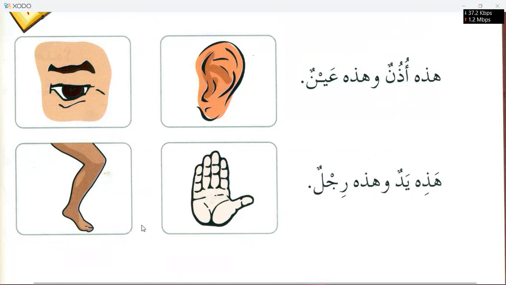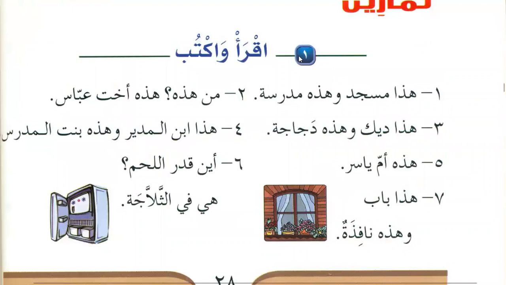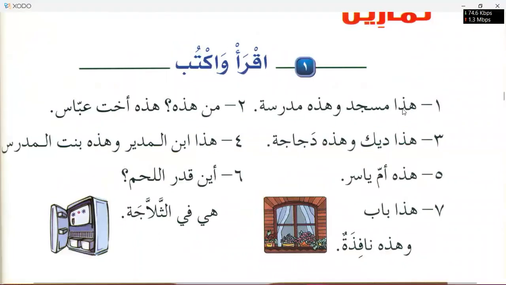Next student, Miss Karima. Hazihi yadun wa hazihi rijlun. This is a hand and this is a leg. The next exercise, iqra, read and write. Karima.